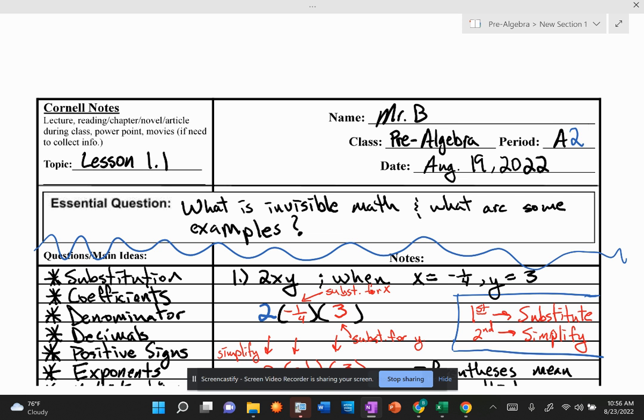Okay. The essential question from these first notes that we did: What is invisible math and what are some examples? This is a question that you'll want to be able to answer before you take a quiz or a test. And that goes for all essential questions.